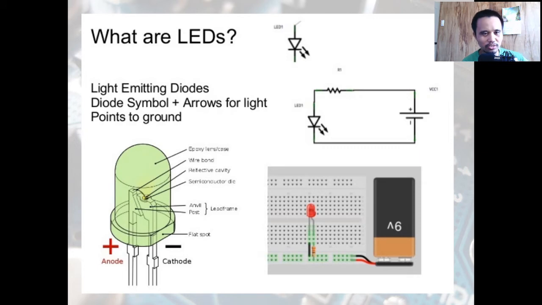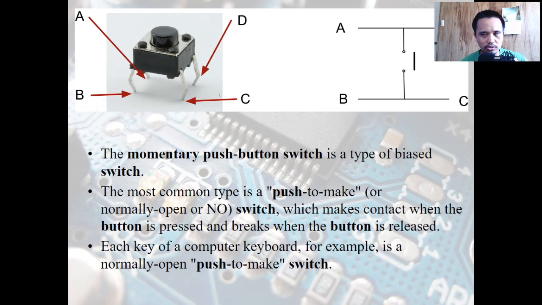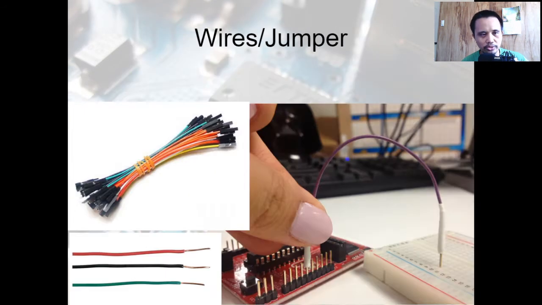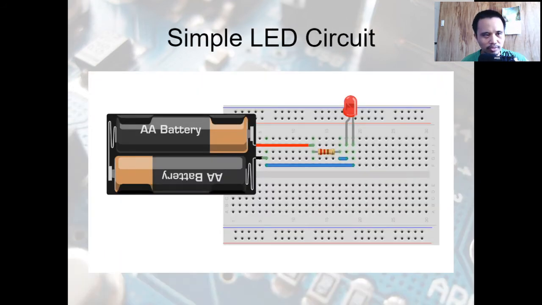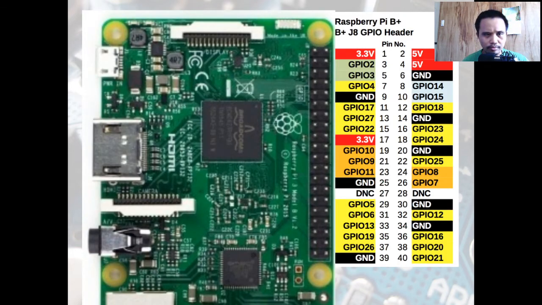And also we touched on the LEDs, light emitting diodes. So I also introduced you to the switch, breadboard, then the wire jumpers, and here is an example of a simple LED circuit. Then this one shows us that the Raspberry Pi 3 has GPIO pins, and each pin has designated assignments. Some of them are for power, like the 3 volts and the 5 volts, and there's also the ground, and then other pins which we can also use in our programming.